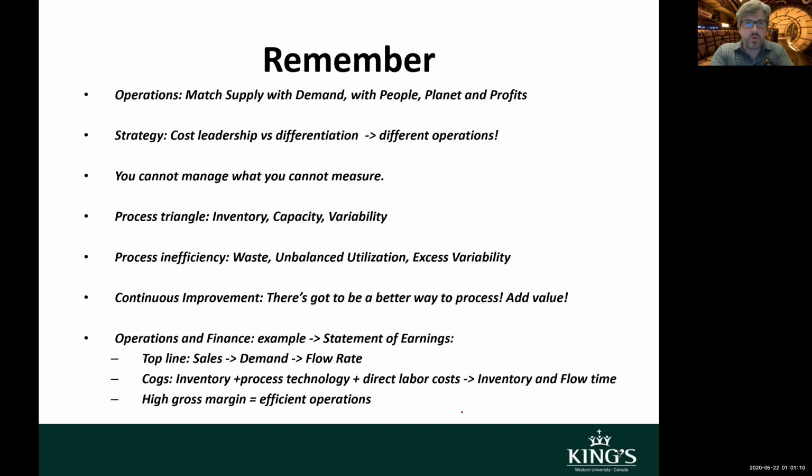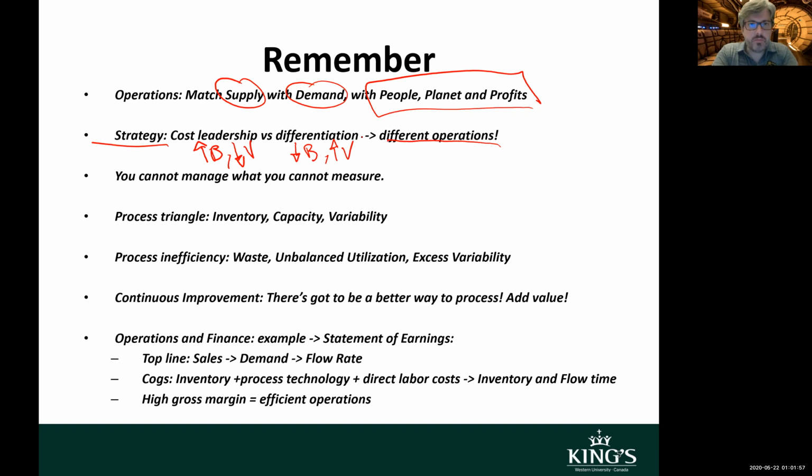So as usual, remember, we're always matching supply with demand, and we've got to do that thinking of our 3Ps: people, planet, and profit. Operations are directly linked to your strategy. They enable your strategy. So cost leadership and differentiation have completely different operations. And today, we'll see how cost leadership is linked to a large batch size and low product variety. And differentiation is focused exactly on the opposite side, where we need really small batch sizes and really large product variability, right?